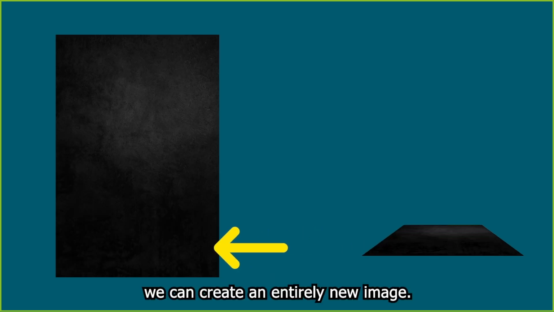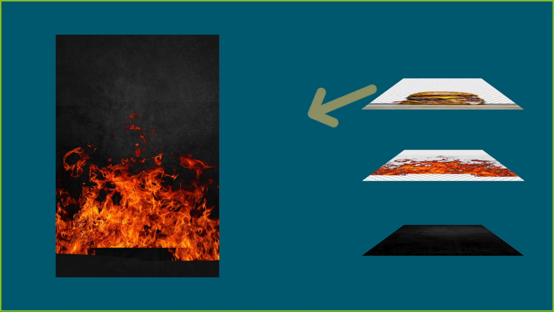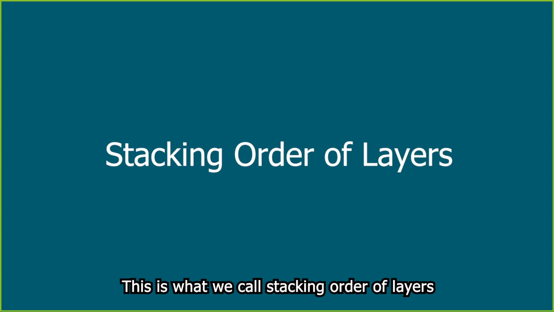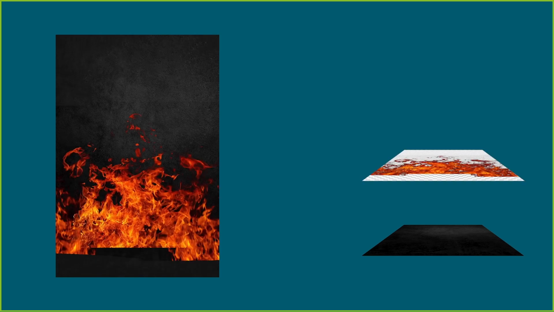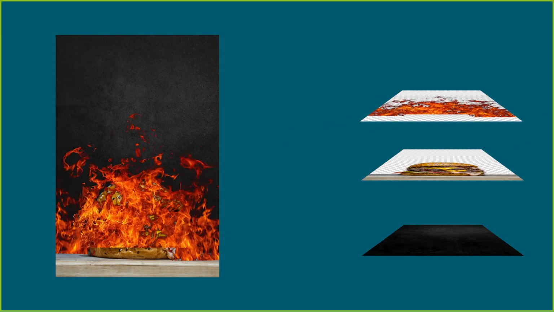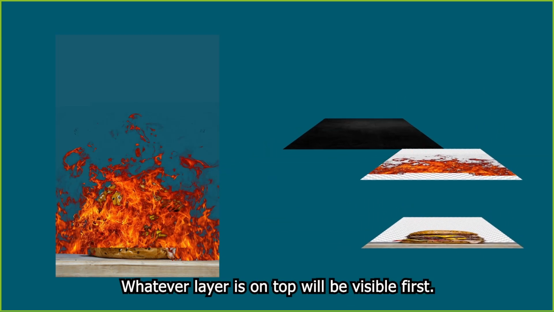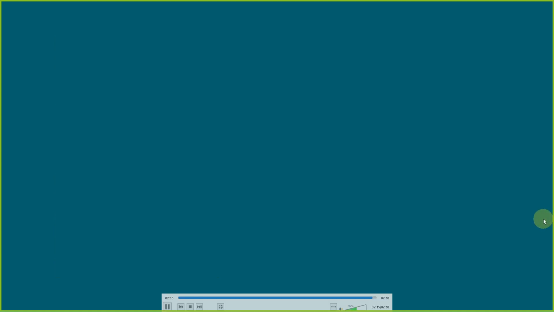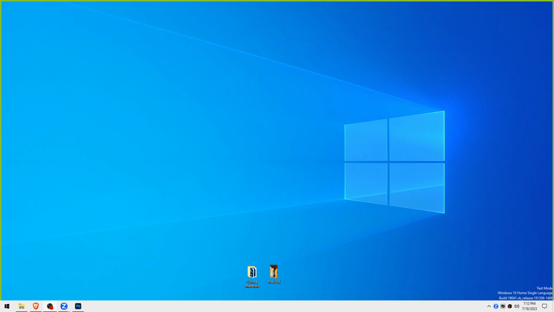If we put them together or arrange them, we can create an entirely new image. This is what we call stacking order of layers. Or simply, the arrangement of layers. Whatever layer is on top will be visible first. Alright, so that's what we call layers.